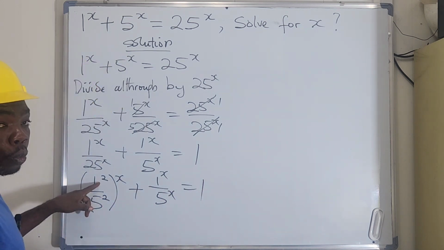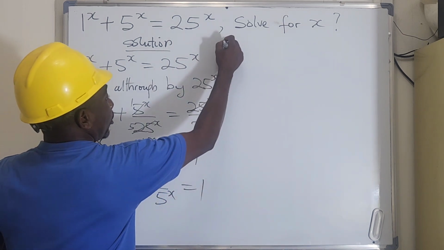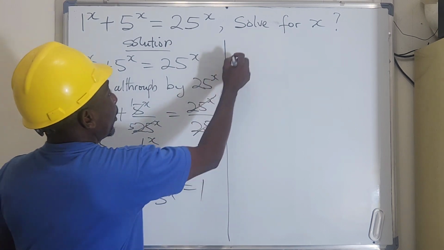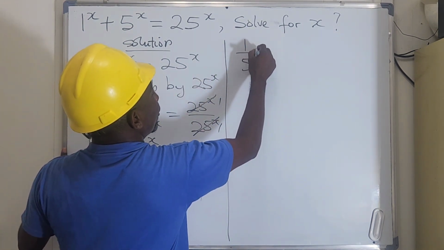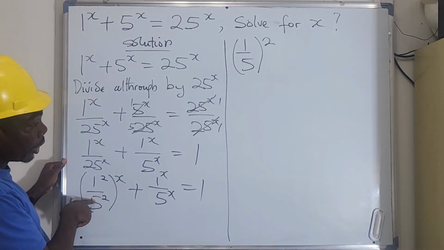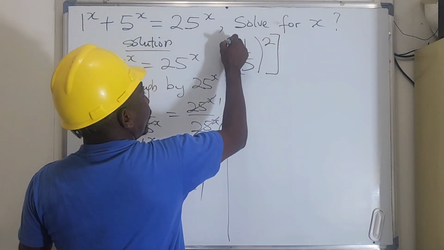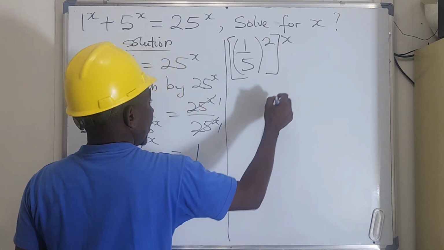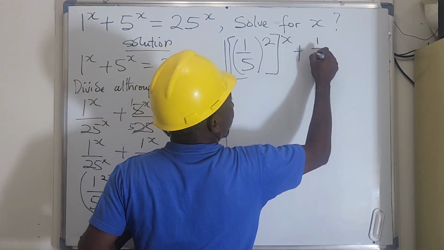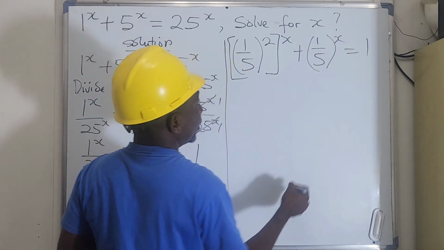So we have 1 to the power of 2 is the same thing as 1. This is the same thing as you have 1 all over 5 raised to the power of 2, because these 2 will be distributed into 1 over 5, all raised to the power of x, plus this one will be 1 all over 5 then raised to the power of x equals 1.